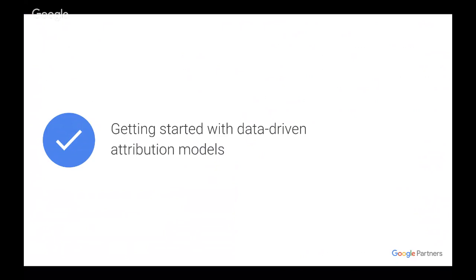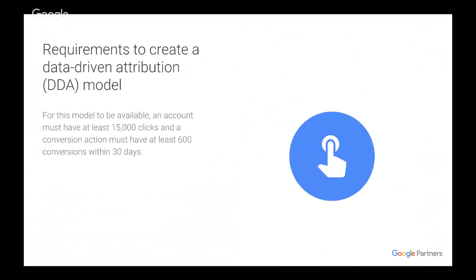Next, let's get started with data-driven attribution models. This is our last section. Because eligibility for data-driven attribution is determined by the data for each conversion action, you may see data-driven attribution for some of your website and Google Analytics conversion actions, and not for others. Here, answering Tanya's question, for DDA or data-driven attribution, you need at least 15,000 clicks, and the conversion action must have at least 600 conversions within the last 30 days.